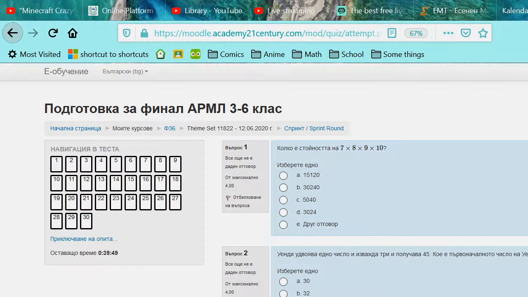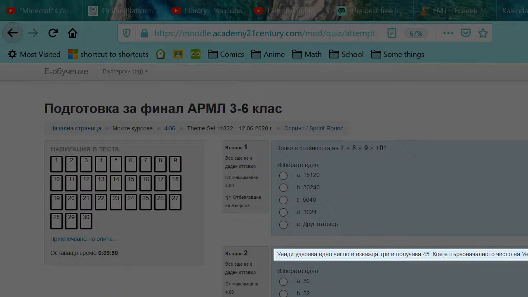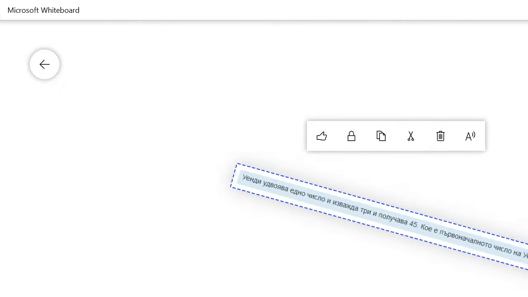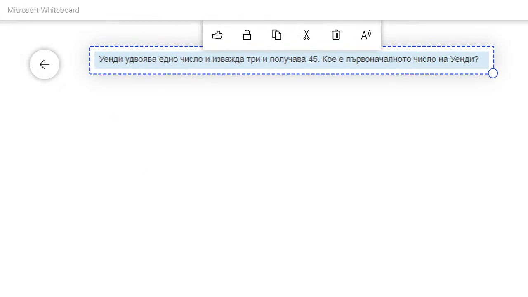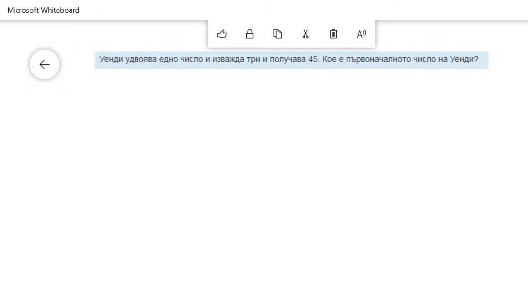So we will solve something like the first problem, which is what is equal 7 multiplied by 8 multiplied by 9 multiplied by 10. It's not a problem, you can solve it with a calculator if you want. Because it is in Bulgarian, I will just translate it so you can understand it. After all, that's my first one.